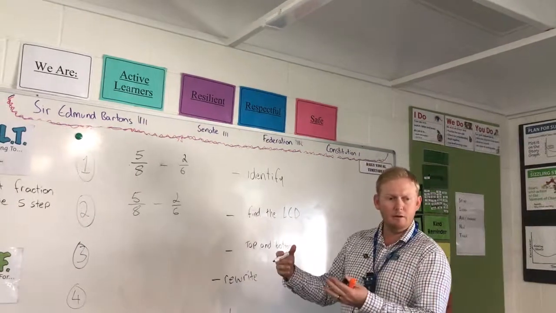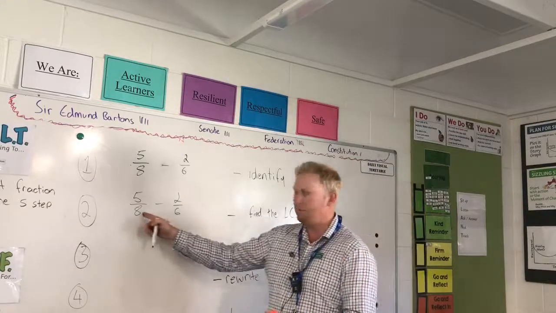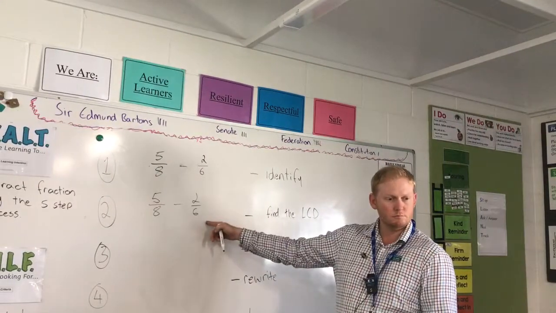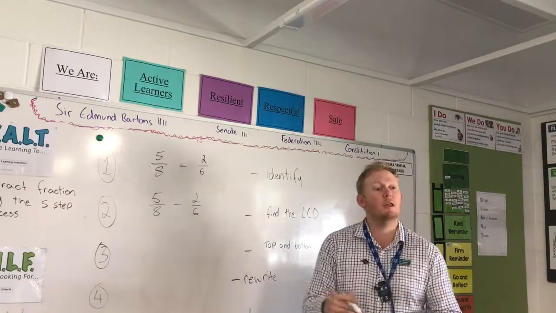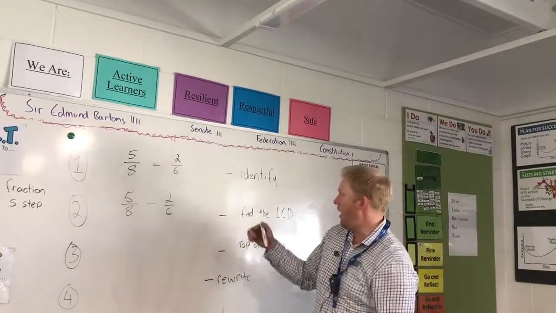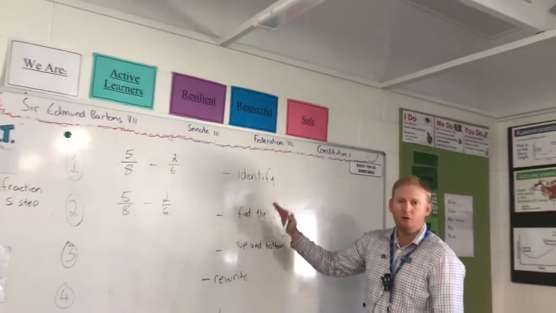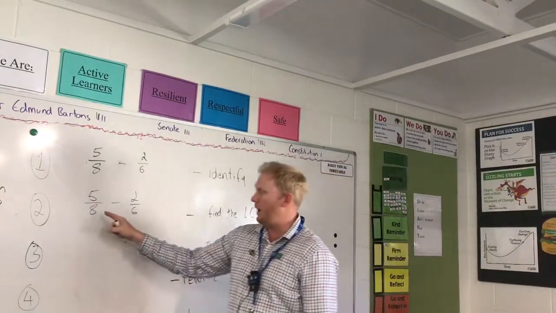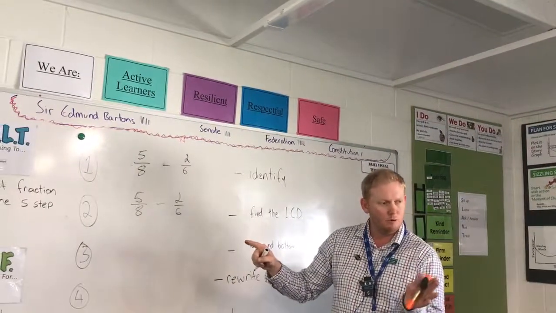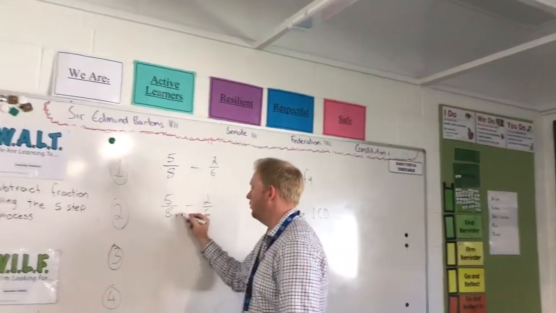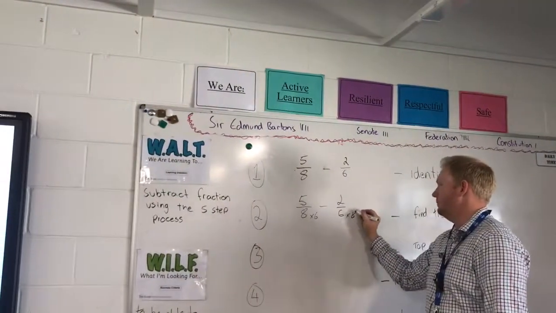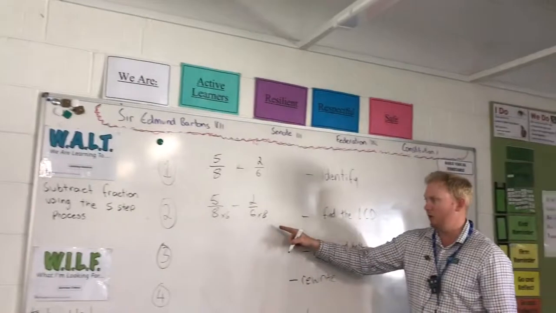No, so bigger number. So what's 8 times 6? 48. Okay, that's an easy way to find a common denominator. So we're finding a common denominator. To find the lowest common denominator, we really need to know our 8 times tables. So I'm going to do it one way to start with. We're going to multiply the bottoms by each other, the denominators by each other.